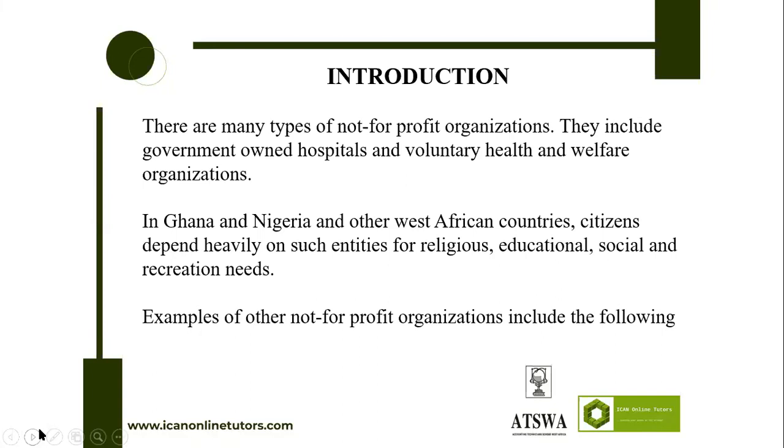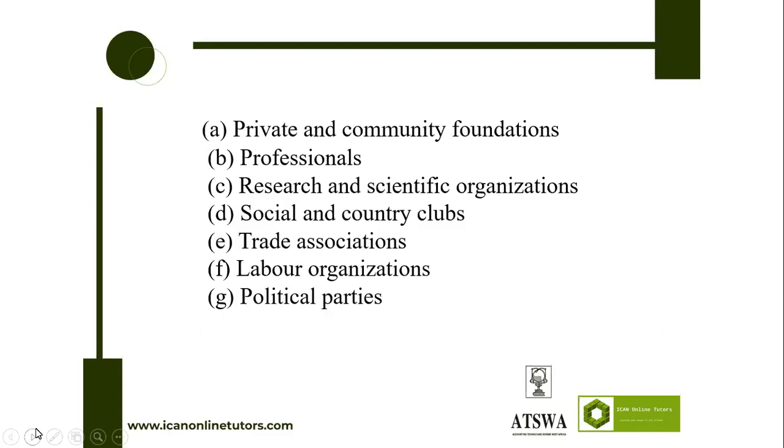In Ghana and Nigeria and other West African countries, citizens depend heavily on such entities for religious, educational, social, and recreation needs. So even religious organizations fall under the category of not-for-profit organizations. Other examples include private and community foundations, professional, research and scientific organizations, social and country clubs, trade associations, labor organizations, and political parties. They are established but not for a profit-making motive.